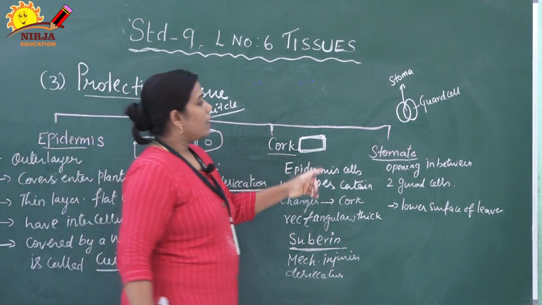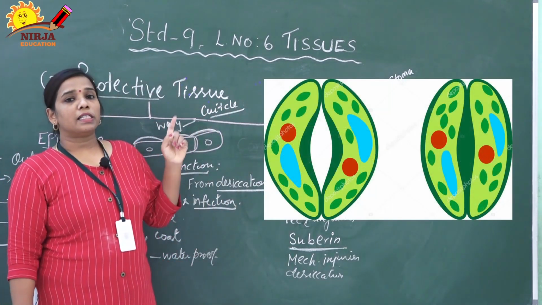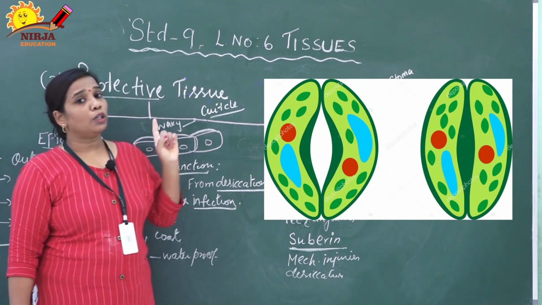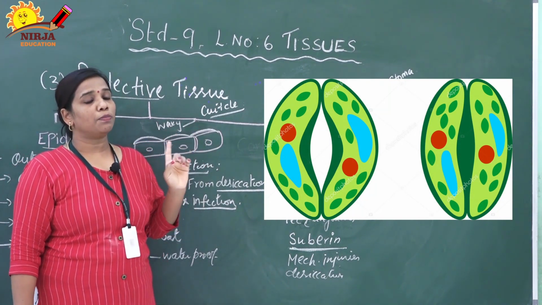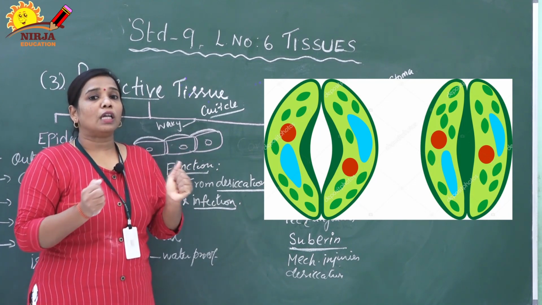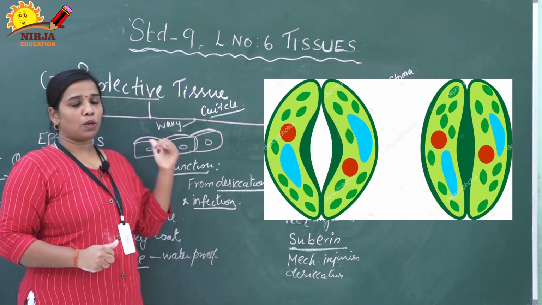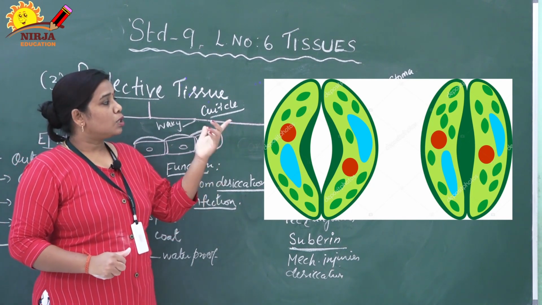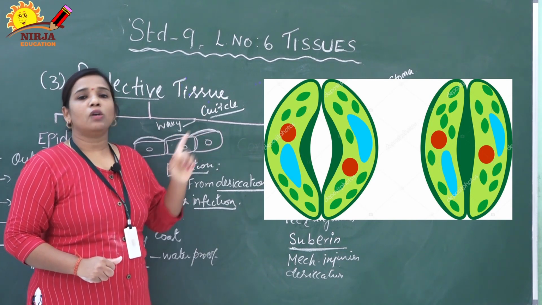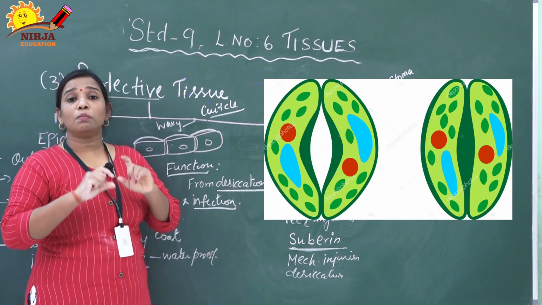Each stoma is covered by two kidney shaped cells. You can see the image also. In the stomatal structure, the center hole is called the stoma. The stoma is covered by two kidney shaped cells on both sides. Those cells are called guard cells. Guard cells are used to open and close the stomata. Guard cells are one type of epidermal cells. The opening and closing of the stomata is controlled by the guard cells only. The guard cells are kidney or bean shaped structures.